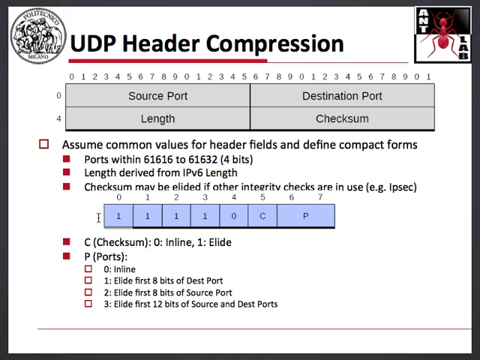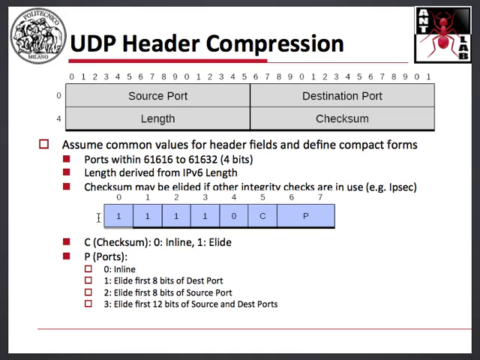Then length can be elided as well, because we are relying on top of IP version 6, which in turn is relying on 802.15.4. So we have all the length information from lower layers. So also length here can be elided. And then the checksum, we might decide to have it or not, which means that we can decide to compress the checksum fully by eliding it or not.